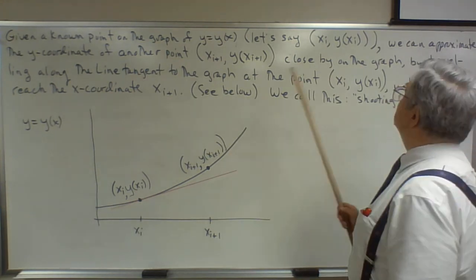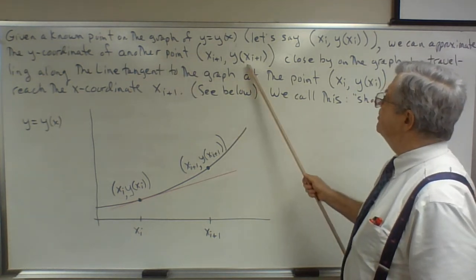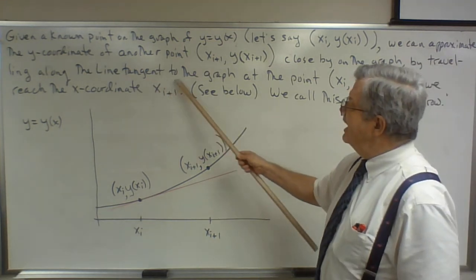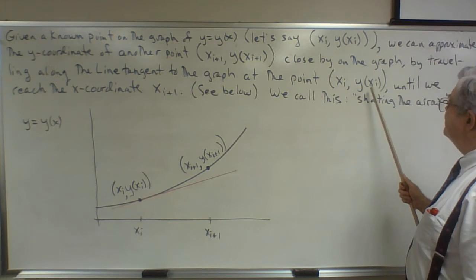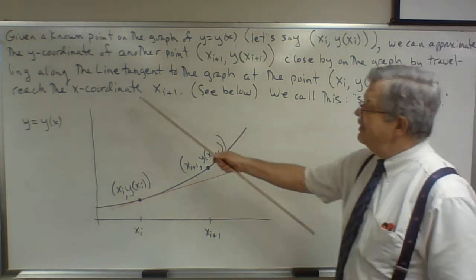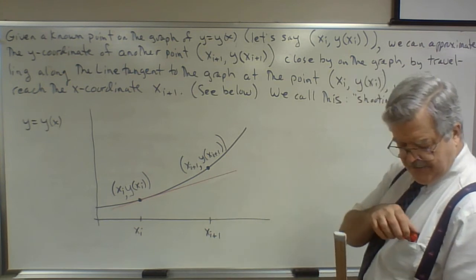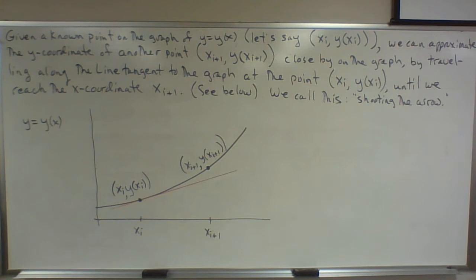And we're told that we can approximate the y coordinate of this point by traveling along the line tangent to the graph at the point x sub i, y evaluated at x sub i, until we reach the x coordinate x sub i plus 1. So here's the scoop. And do I have a blue marker? I must.